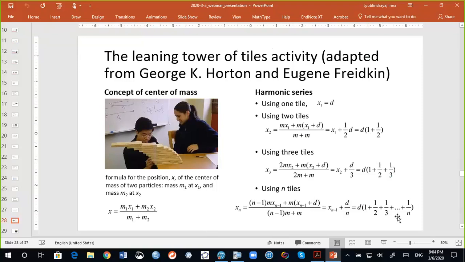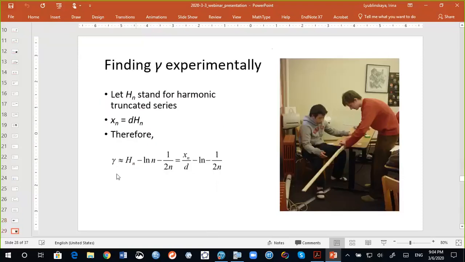We can see that n tiles create a truncated or partial sum of the harmonic series, and that is the distance of this very far edge from the table. But we already saw that the truncated harmonic series has a relationship to gamma. So this is the formula for gamma, which involves the truncated harmonic series, the natural log of n, and the number of tiles used.